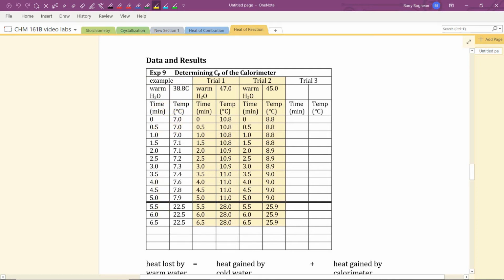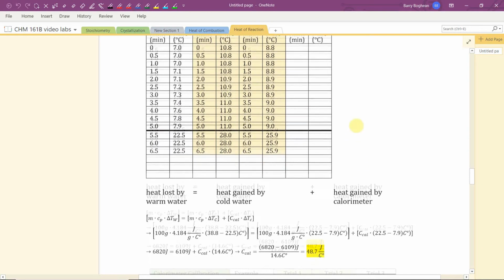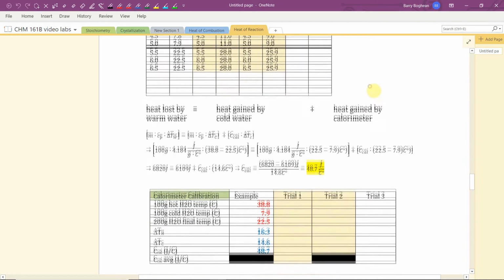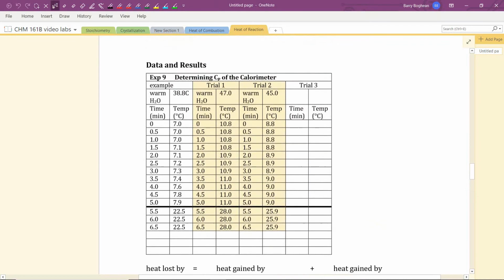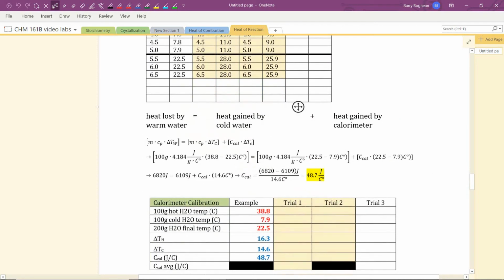Here is the time and temperature, and using that data, I've summarized it down here in the leftmost column: hot water temperature, cold water temperature, and final temperature. I just took these from the data up here. Here's the hot water temperature, here's the cold water temperature, here's the final temperature. Using that data, I calculated the temperature differences and the heat capacity of the calorimeter. Here's the calculation for it.